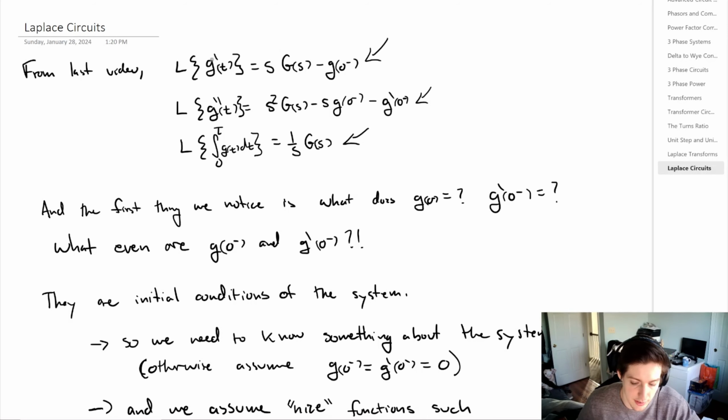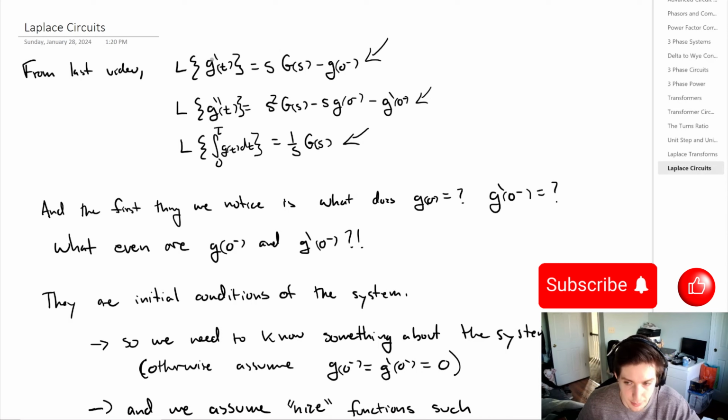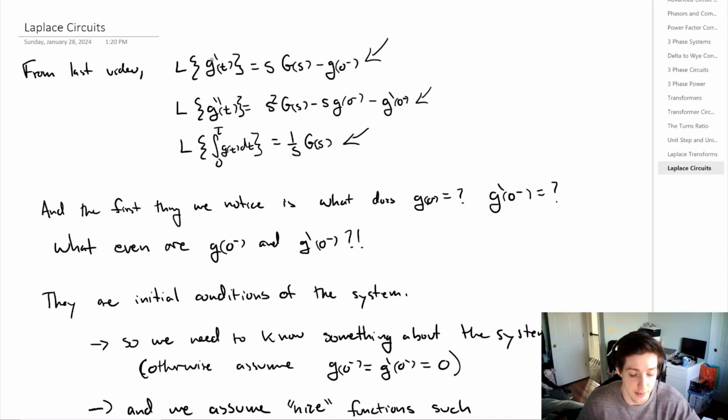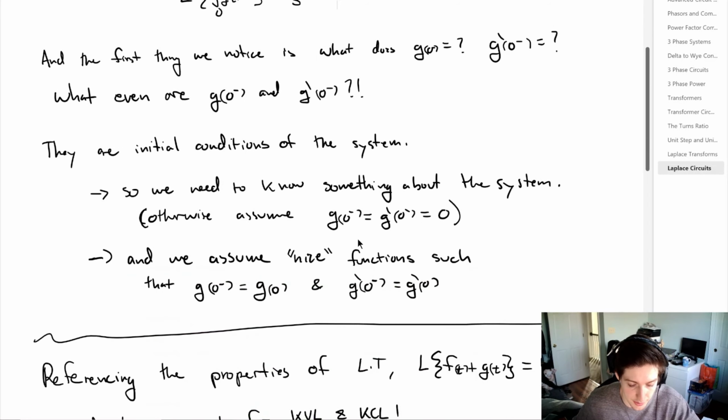But going back to the zero conditions, what are they? What even goes in there? Well, they are initial conditions of the system. So what that means is that we need to know something about the original system. Otherwise, we're kind of just forced to assume that they're equal to zero.